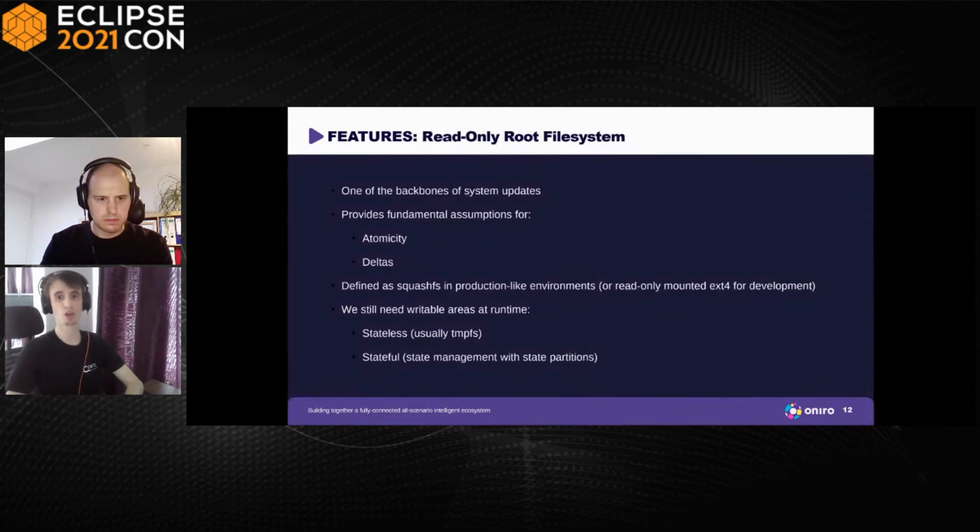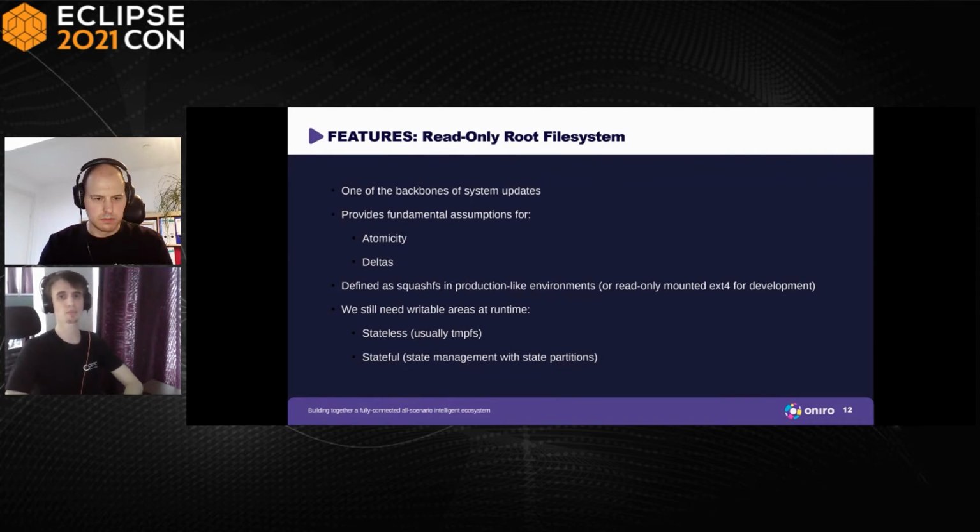To handle support for atomicity and deltas, the platform defaults to a read-only file system. For production-like environments, we define that as squashfs, while for development, we set the root file system as a read-only mounted ext4. Once this is in place and defined as a feature of the OS, we need to handle writable areas at runtime. This can be of two types. Stateless, usually tmpfs mount points that are by design lost over reboots, and also stateful, which manage data that is required to be persistent over reboots.